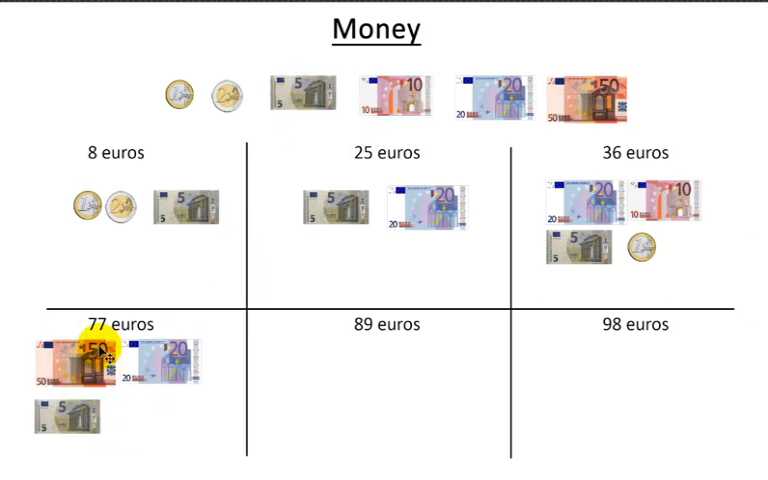Now, how many more do I need from 75, which is how much I have here? I want to get to 77, so I need another 2.